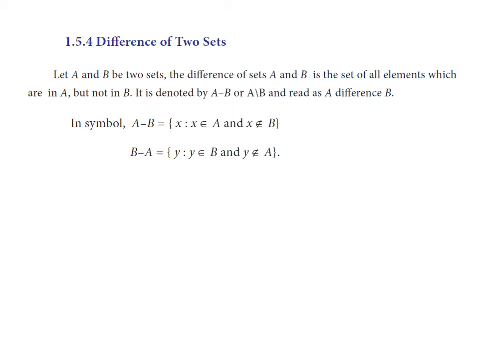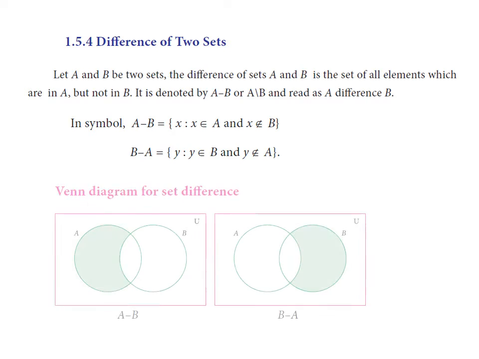In symbol, A minus B is equal to the set of all x such that x belongs to A and x does not belong to B. And B minus A is the set of all y such that y belongs to B and y does not belong to A. This is the condition.